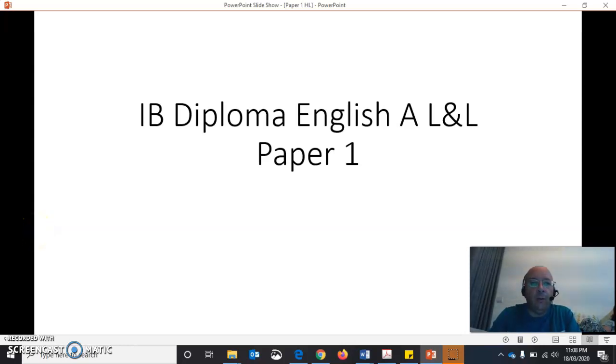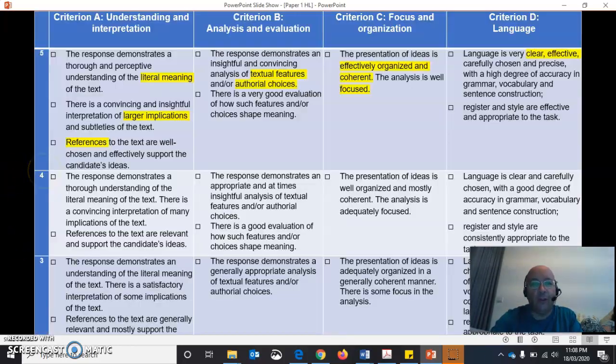Hello there. In this presentation, I'm going to be talking about the IB Diploma's English A Language and Literature Paper 1. It's mainly for higher level students, but similar rules apply to standard level, and this also fits with the literature course that some of you may be doing. Let's crack on and go through a sample paper, and I'm going to use a structure called the Big Five. This is one of the strategies you can use to answer this question.